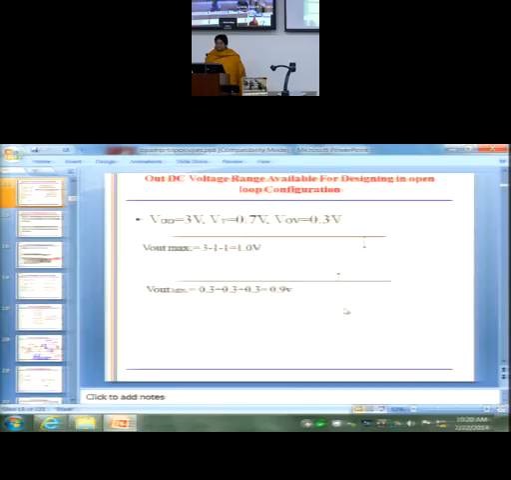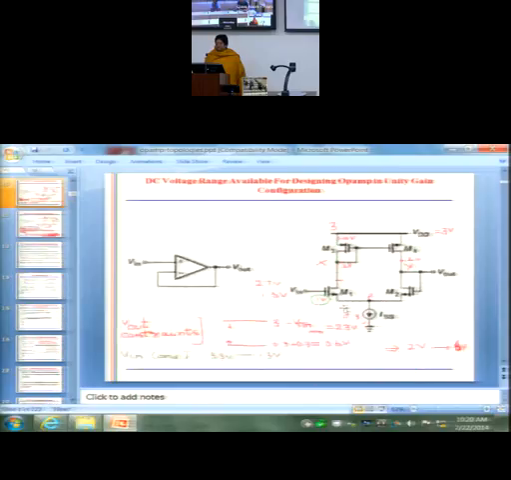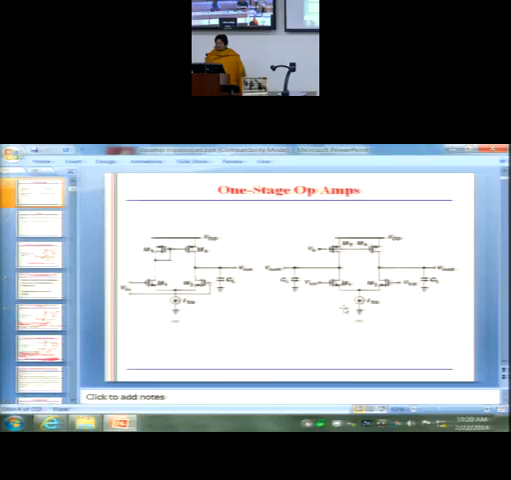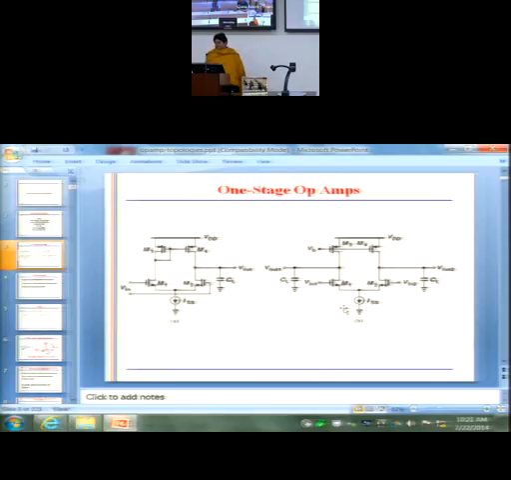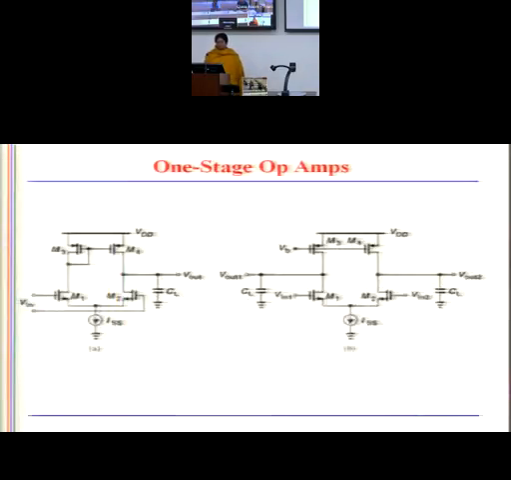Look here. One by one I'll keep on flashing the circuits to you. One stage, first of all, a one stage op-amp, both single-ended and differential topologies. One stage: simple differential amplifier. A very simple differential pair, which is a fully differential topology, and a single-ended output topology. So this is single-ended output, this is fully differential.